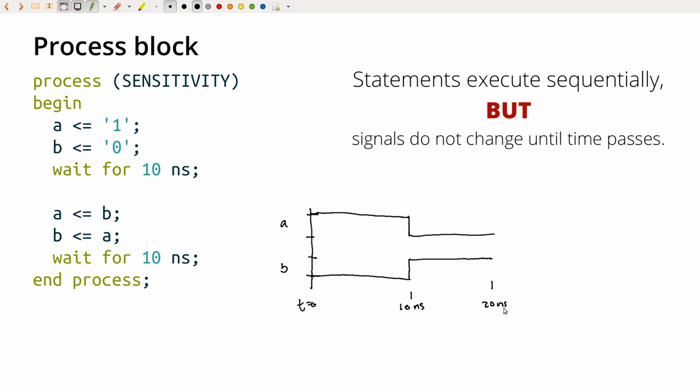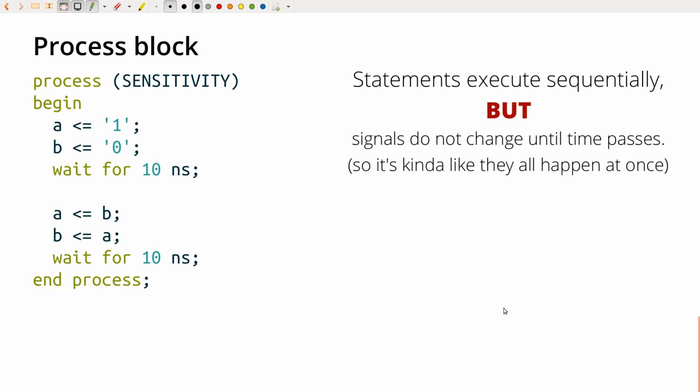So the important thing here to understand is, yes, statements do execute sequentially. They do run in order. But because the signals don't change until time passes, it's kind of like they all do happen at once. It's like everything in the process is happening simultaneously, or at least until you hit the wait statement. And pretty soon we're actually going to have process blocks that don't use any wait statements at all. That's going to be a pretty normal paradigm. And so therefore everything in the process block is going to happen exactly simultaneously.